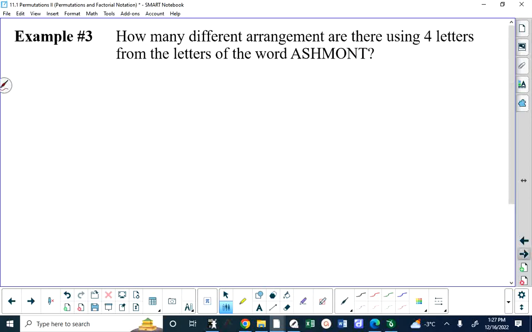All right. So, how many different arrangements are there using 4 letters from the word Ashmont? Is this your example 3? Okay. Well, the answer is 7P4. Right? If you use the fundamental counting principle, this is the same as the cookie problem, I think, isn't it? It would be first letter, second letter, third letter, fourth letter. It would be 7 times 6 times 5 times 4. And again, we've done this because it's the same as the cookie problem.